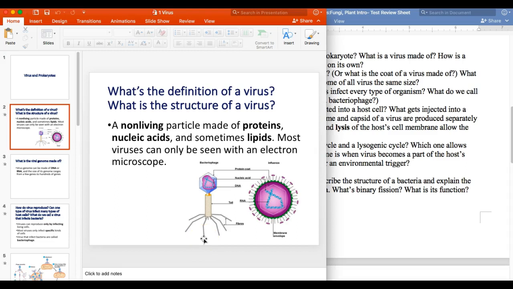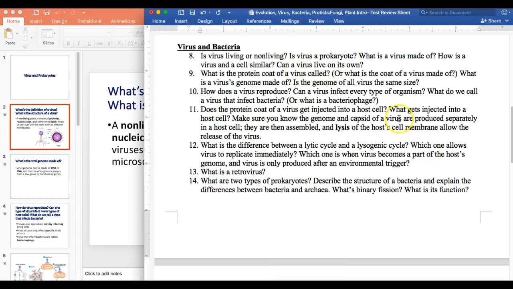A lot of times, a virus could also have a lipid tagged onto the protein coat, and this helps with the specificity of the virus and its host. So one type of virus can only infect certain types of organisms, and so virus and host are very specific toward each other, and the lipid helps it. How is a cell and a virus similar?